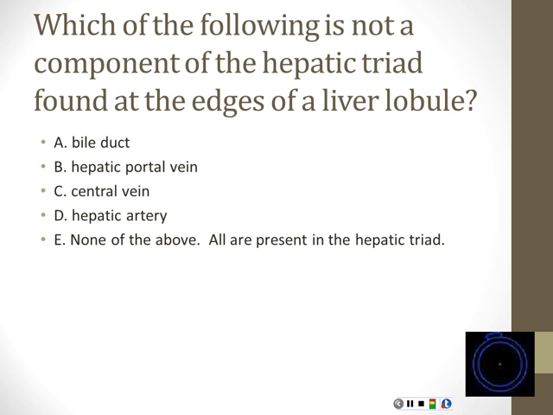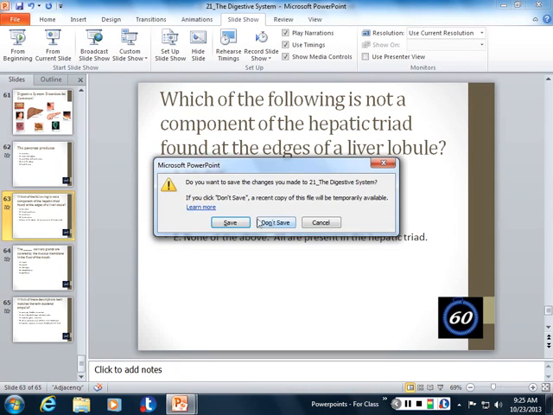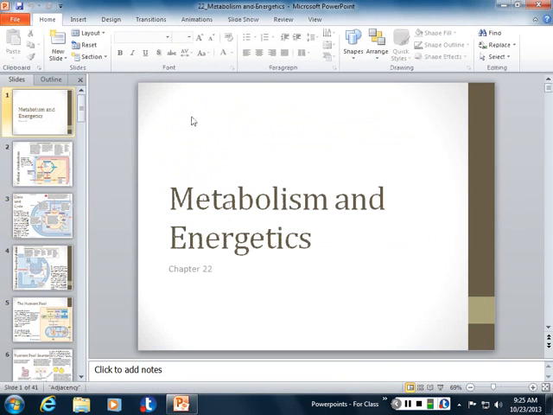All right, so good. Most of you got that. The one that does not belong is C. The central vein is found in the center of the lobule. Around the edges in that hexagon shape, we have at each corner a bile duct branch, hepatic portal vein branch, and hepatic artery branch. All right. So that was the end of chapter 21. So how about we look at chapter 22 then?